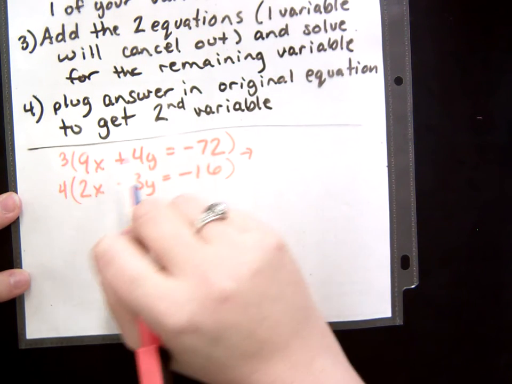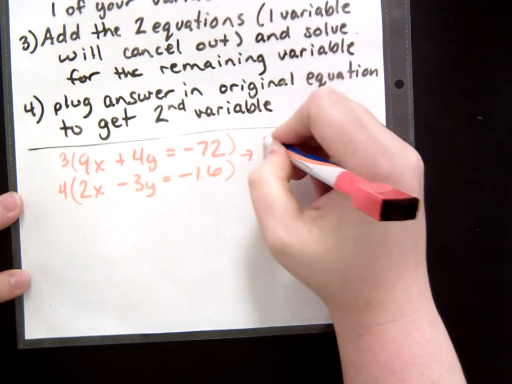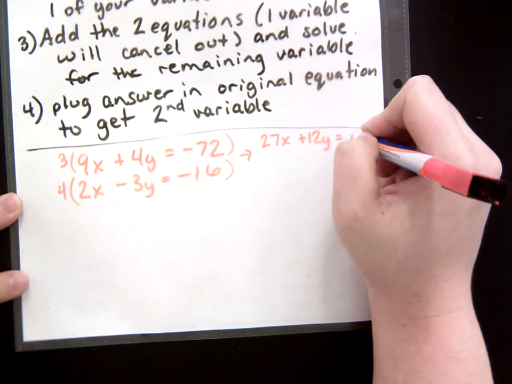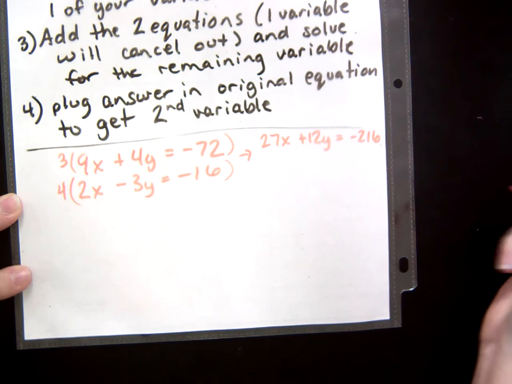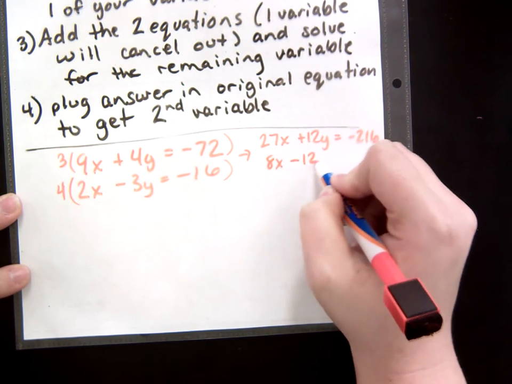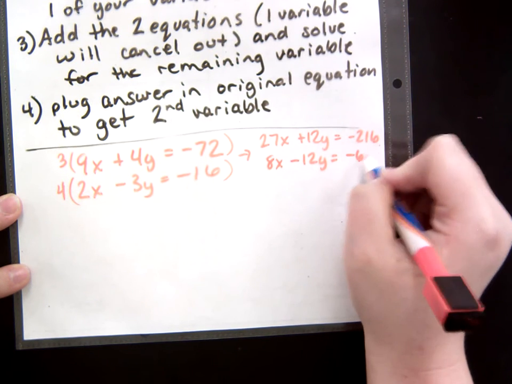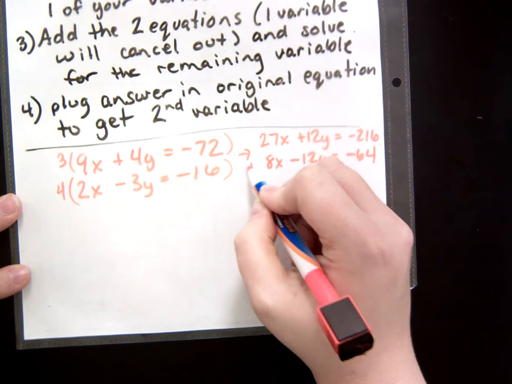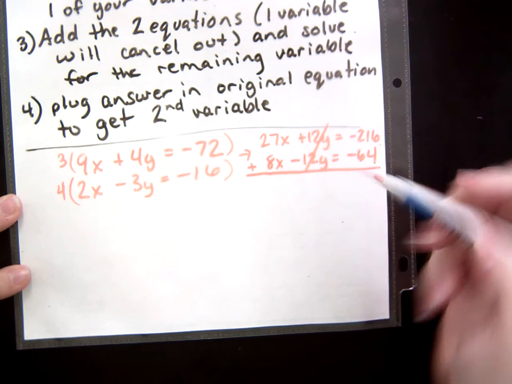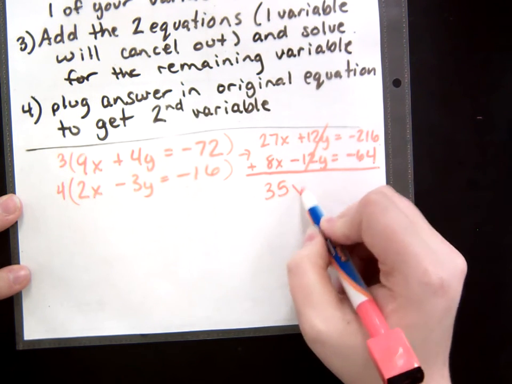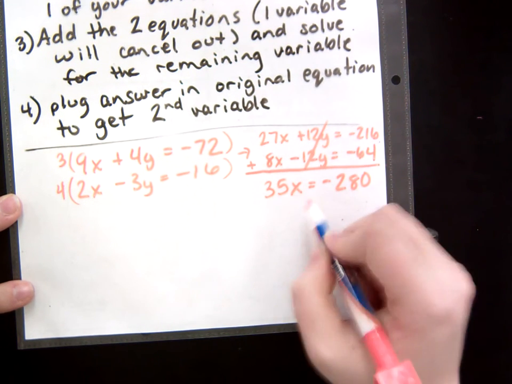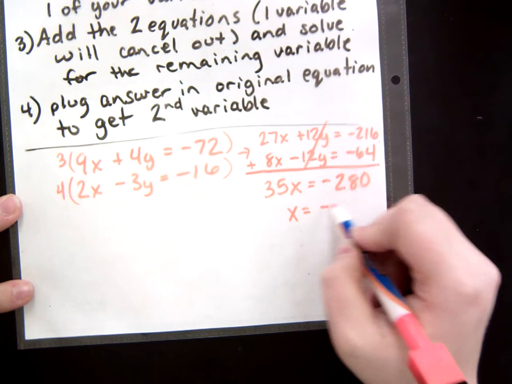So multiply everything in the equation by 3, and I get 27x plus 12y equals negative 216. And on the bottom, I'll get 8x minus 12y equals negative 64. And then I can add the two equations together. My y's cancel out, they add to 0, which leaves me with 35x equals negative 280. When I divide by 35, I get negative 8 for my x value.